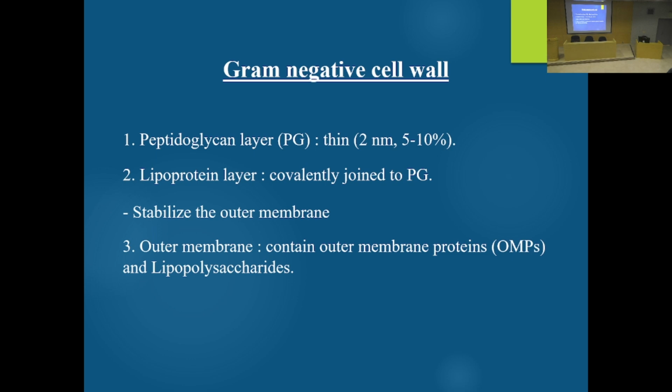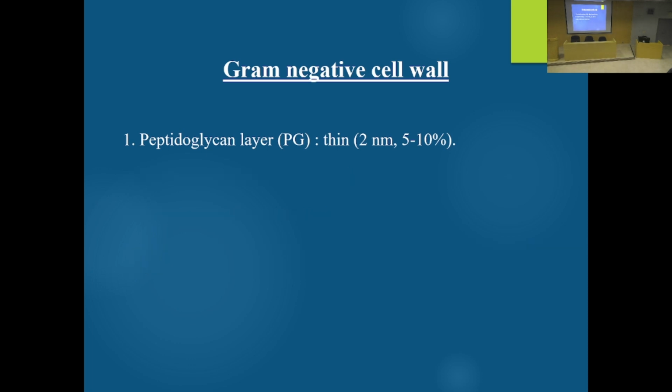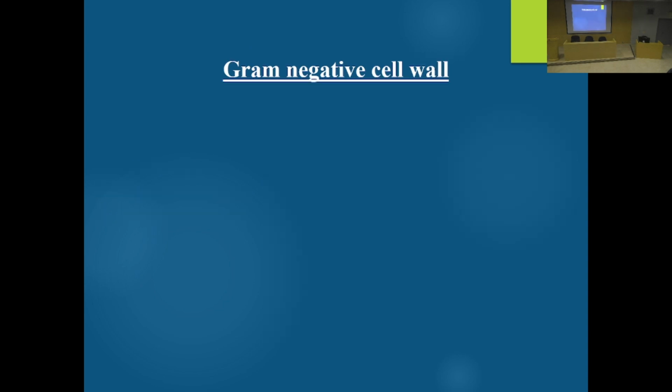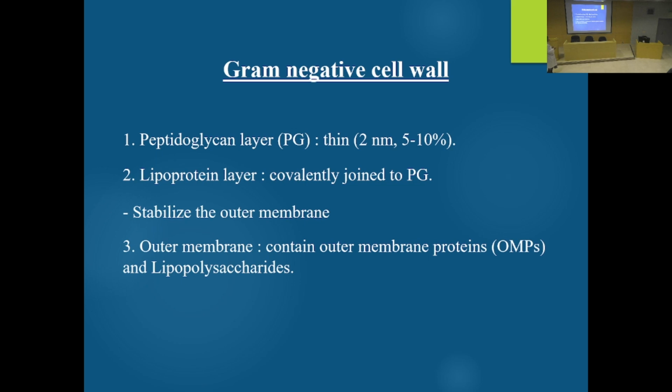Lipoprotein layer, you can see here, this is lipoprotein. What does it do? Its function is to stabilize the outer membrane. You can see it is attached to the periplasmic layer as well as the outer membrane, so it helps in stabilization. And the outer membrane, what is this? It is the outermost layer, and it consists of outer membrane proteins and lipopolysaccharides.